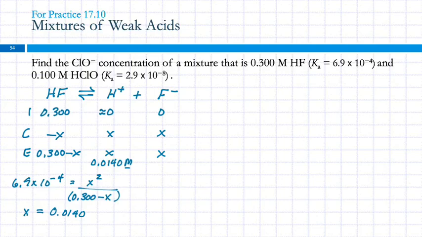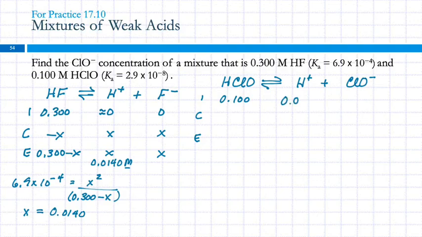Then we're going to look at the weaker of the 2 acids, hypochlorous acid. Initial, change, equilibrium again. The hypochlorous acid is 0.100 molar. What's the hydronium ion concentration? 0.014. And what about the hypochlorite ion? 0. So minus x, plus x, plus x. 0.100 minus x, 0.014 plus x, and x.